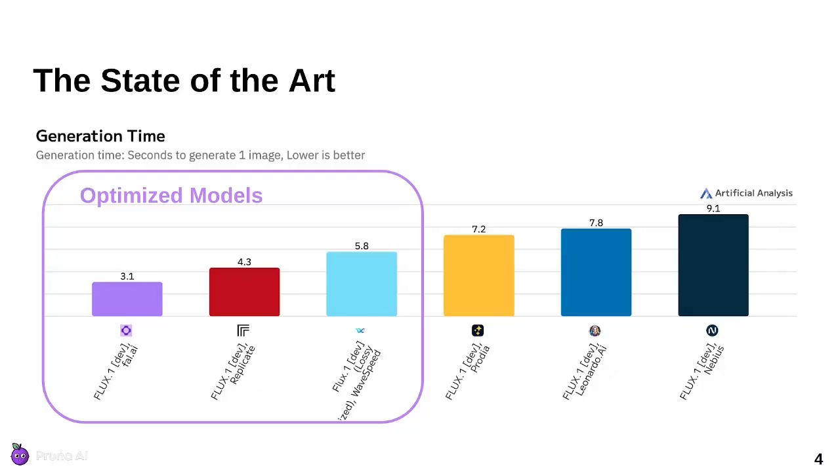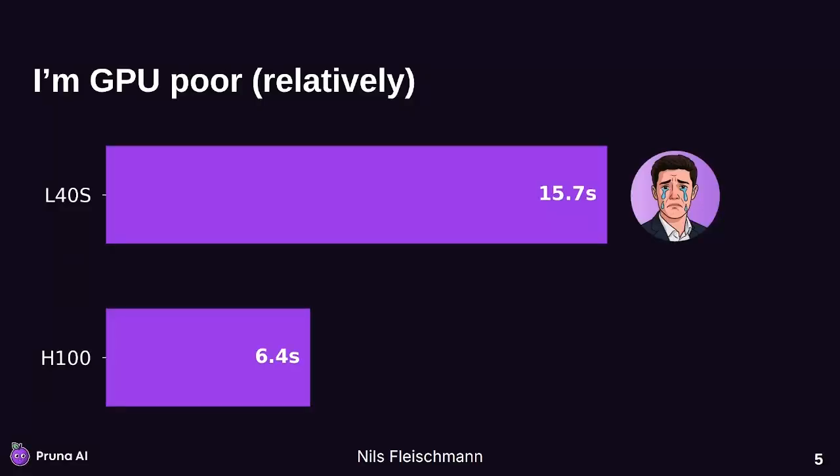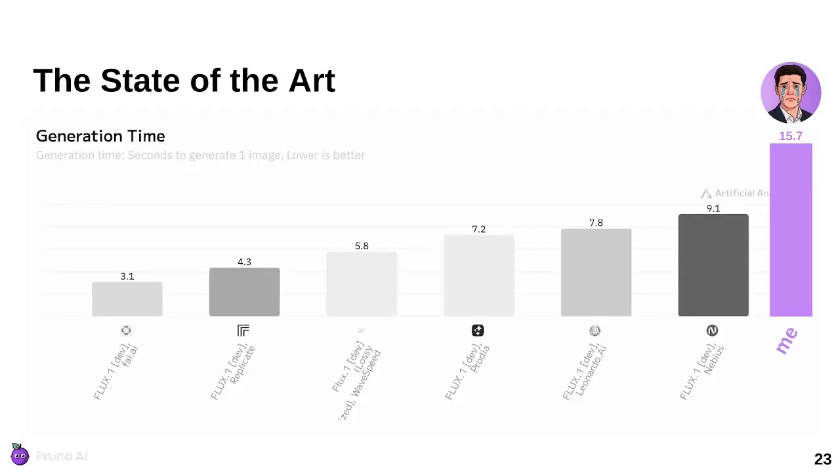And I have to say, I start with a slight disadvantage relative to some of these API providers: I'm GPU poor. I only, in parentheses, work on an L40S GPU. So if I take the model as it is from the diffusers library and generate one image, it takes me roughly 16 seconds, whereas for an H100, it only takes 6.5 seconds. So if we go back to this graph, that puts me at last place, and it's not even close. But hopefully we can change that.